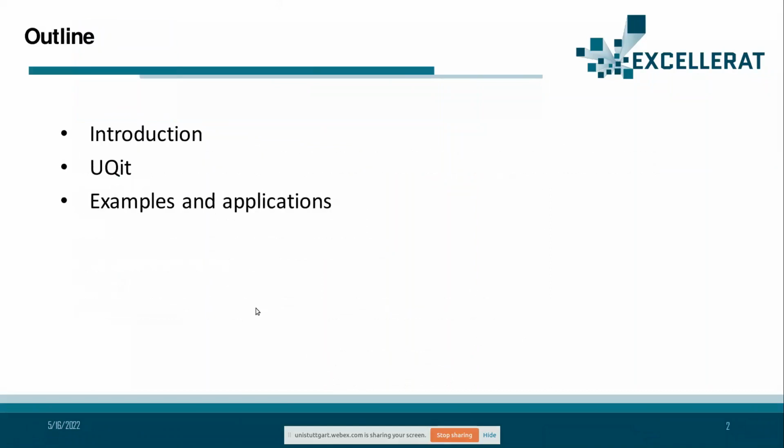In this presentation, I'm going to start with a short introduction to uncertainty quantification and say why we need that. Then we move on to UQit, and we talk about the main features of that. Afterwards, we are going to look at some examples and applications.